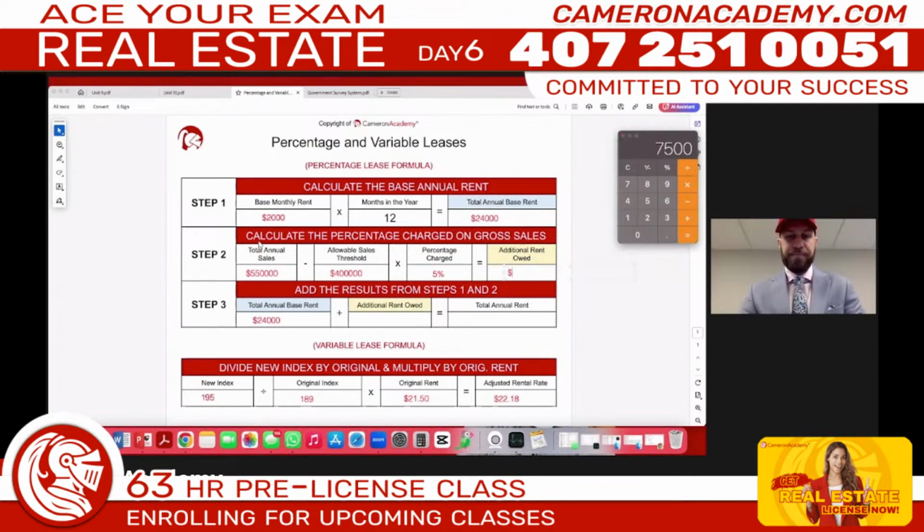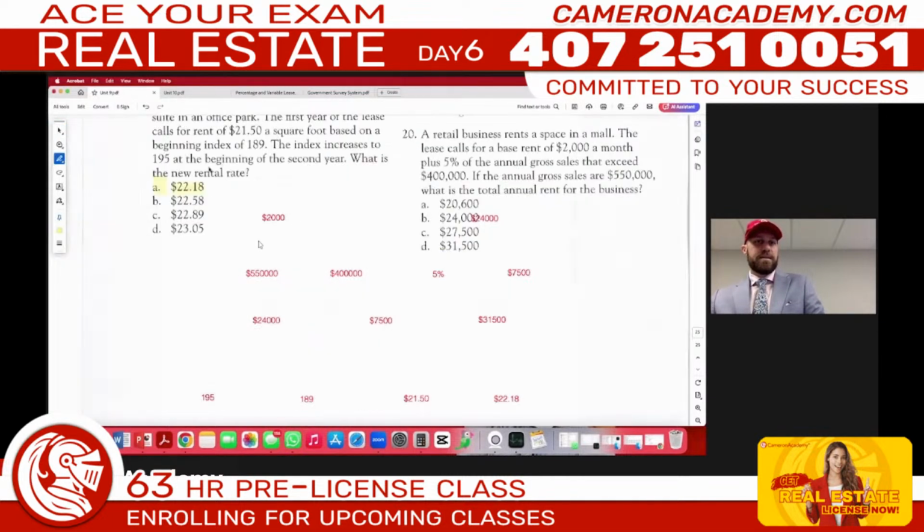And now we need that for step number 3. We add. The last step is to add base rent plus your additional rent for your sales, and then you get a total annual rent of 3150 or 500. Does it make a little bit more sense now? Yeah. After we went through it? You guys should not have a problem with this whatsoever. The correct answer is D as in Delta. Any questions here?